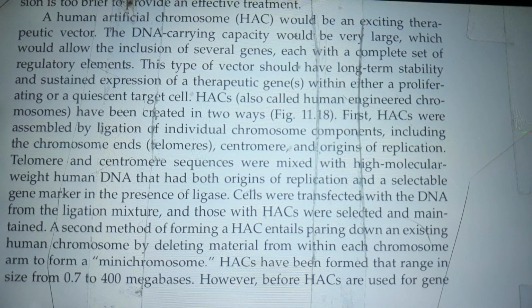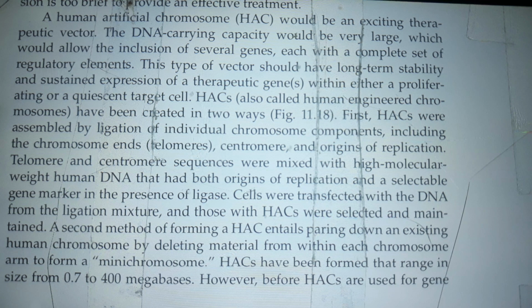A human artificial chromosome, HAC, could be an exciting therapeutic vector. The DNA carrying capacity would be very large, which would allow the inclusion of several genes, each with a complete set of regulatory elements. This type of vector should have long-term stability and sustained expression of therapeutic genes with either a proliferating or a quiescent target cell.